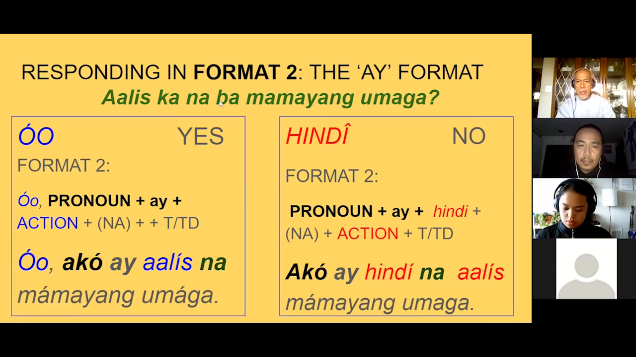Aalis ba sila? Aalis ba kami? Aalis ba tayo? Right? So again, in format 2, all you have to do is add the hindi. So let's see.